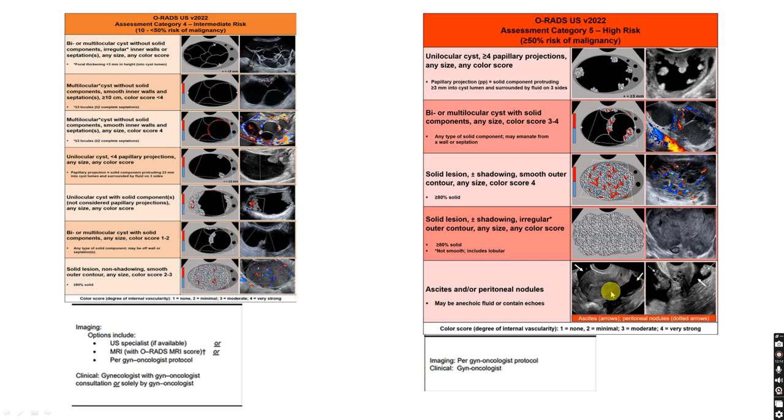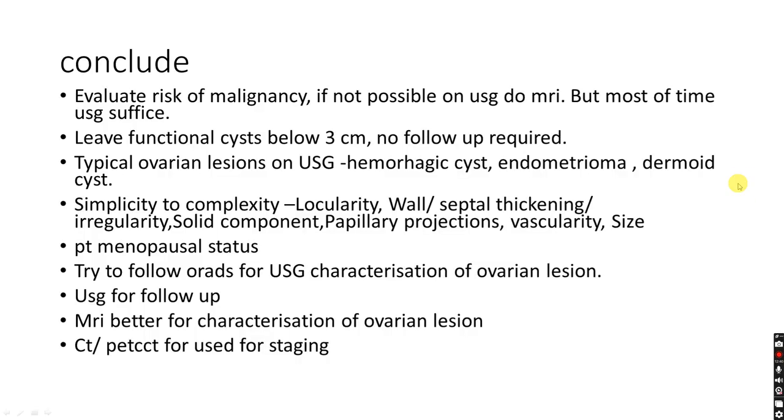Then peritoneal fluid and peritoneal deposits will keep the lesion in the O-RADS 5 category. So imaging-wise, the gyneco-oncologist will decide to go with CT or PET-CT for staging directly instead of MRI, because most of the time they will be malignant. So to conclude, O-RADS says that we should try to use O-RADS staging to have a uniform pattern of reporting, and it will guide the further management.